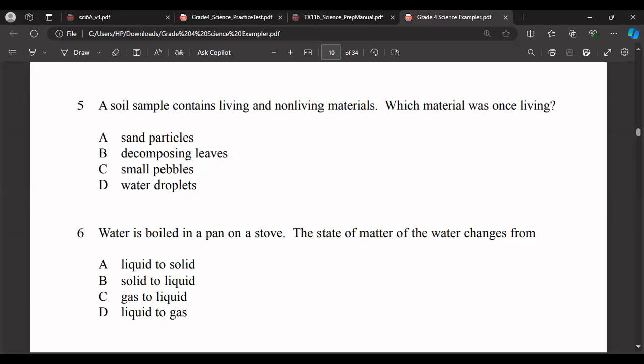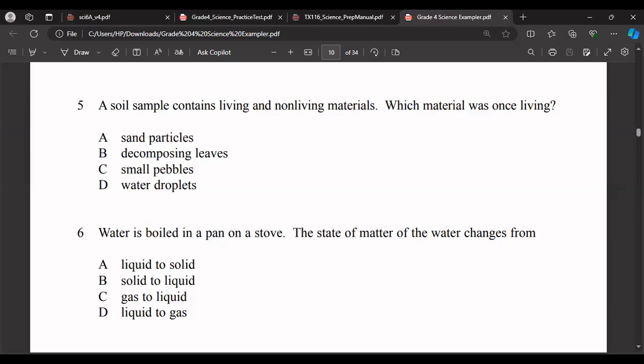B. Correct. Yes. Materials are divided into living things and non-living things, right? And non-living things are also divided into 2, once alive or never alive. So B is correct. Decomposing leaves were once alive, but now decomposing, no more alive. And we have substances that never exist as living at all, like sand particles, small pebbles, and water droplets. These are under the never alive. Okay.